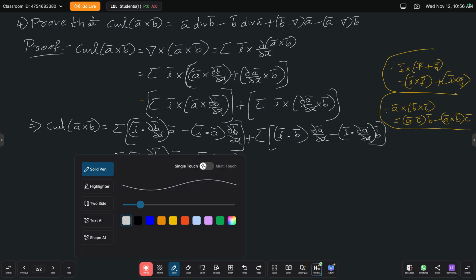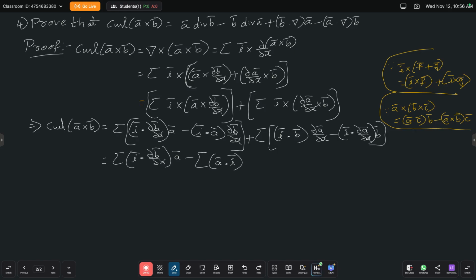So I have written i bar dot a bar as a bar dot i bar into dou b bar by dou x. By writing like this, wherever i bar is there, the post factor contains dou by dou x. So if I want to remove the summation, I can easily write del in place of i bar. Plus, what about the last two terms when we separate them as a summation.